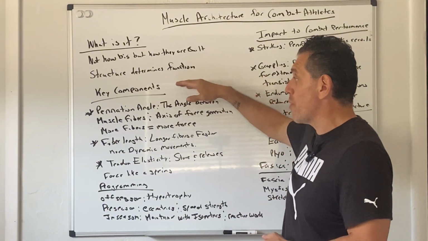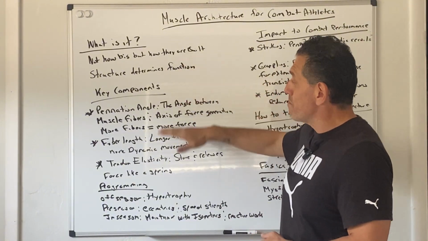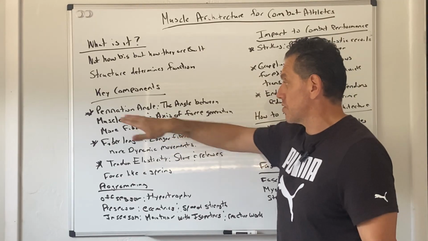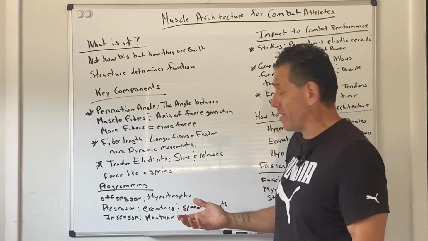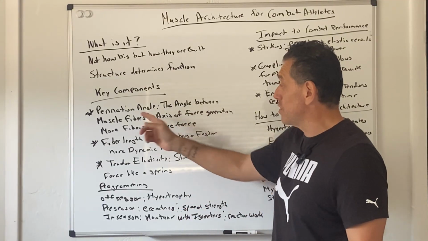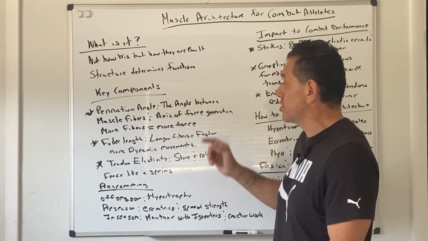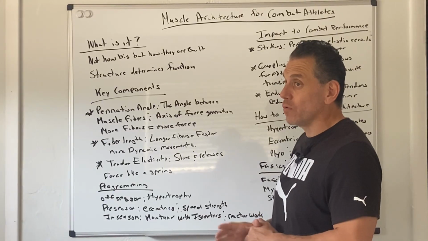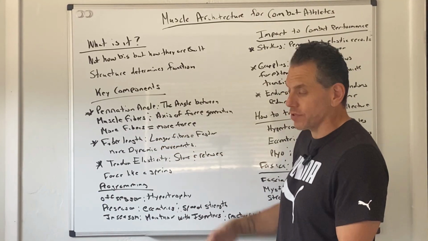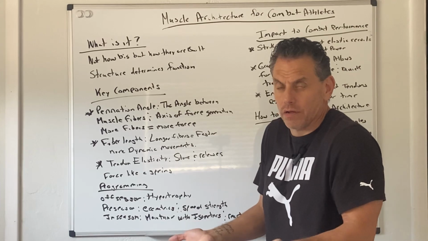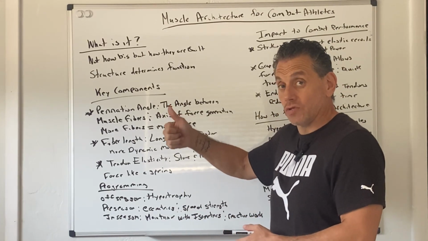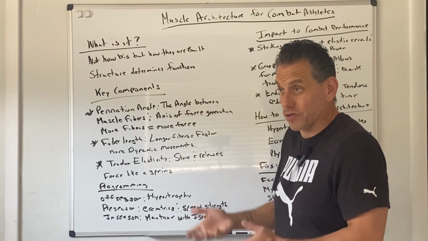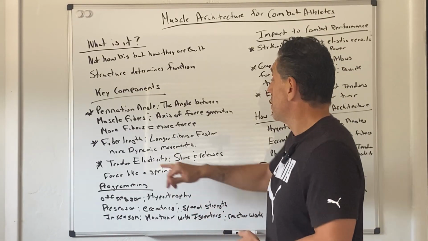There are three major things when it comes to muscle architecture. The first one is pennation angle. I actually had to Google this because I didn't know what it meant. It's the angle between the muscle fibers and the axis of force generated. Basically, the more fibers equals more force. It's pretty easy to explain. In other words, if you're able to add muscle tissue, you're able to generate more force.